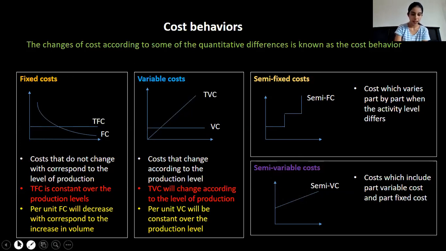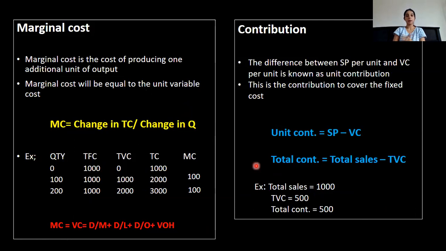Okay, and then let's focus on the marginal cost. So what is marginal cost? Marginal cost is the cost of producing one additional unit of output. We also call that variable cost. So what is the formula to calculate the marginal cost? Change in total cost divided by the change in quantity.